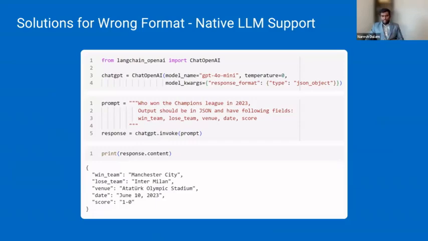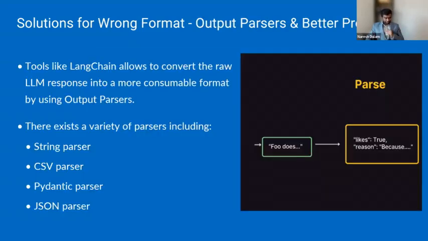and we are mentioning that it should generate the response as a JSON object. We also need to tell it what fields need to be in the JSON object. So we gave a prompt saying that we wanted the win team, lose team, venue, date, and score. These are the fields I wanted generated in my LLM response. That's how we were able to generate a JSON response out of the LLM response.